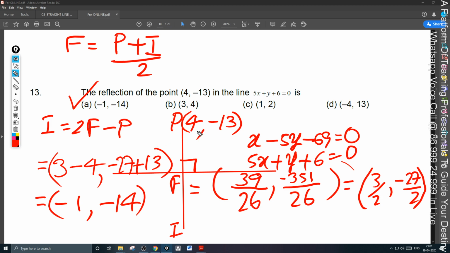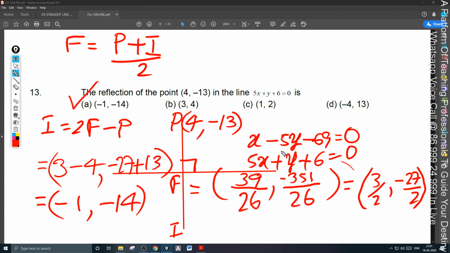But let me revise this once. How do we get this line? The perpendicular line I wrote: reverse the coefficients and change the sign in between, x minus 5y. Substitute the point, you will get equal to 69. So this is the line equation. Now I solve these two to get the foot. The foot is nothing but 3 by 2 comma minus 27 by 2. For this also, I use the cross multiplication method.